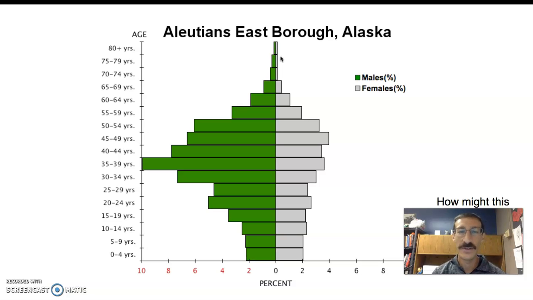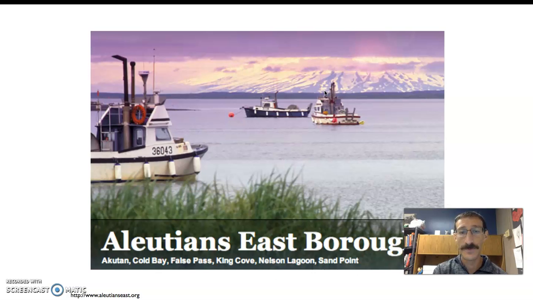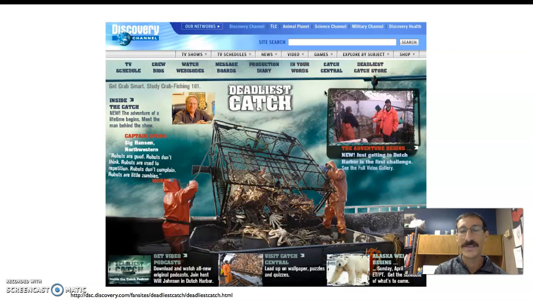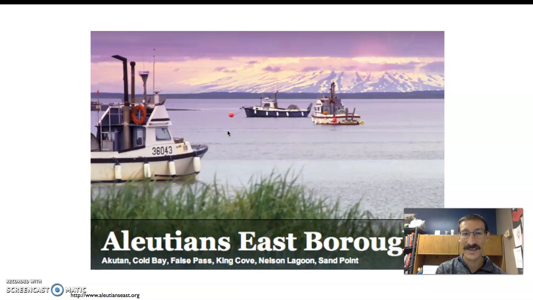But if you go to the Aleutians East Borough, Alaska, we see a staggeringly high number of men in almost all categories, especially in the middle ages, for males to females. Staggeringly high numbers. So if you don't know much about what goes on at Aleutians East Borough, Alaska, here it is. Okay, fishing. Particularly if you know the show The Deadliest Catch, this is what goes on there. So primarily a male-dominated industry and activity that goes on in this part of Alaska.